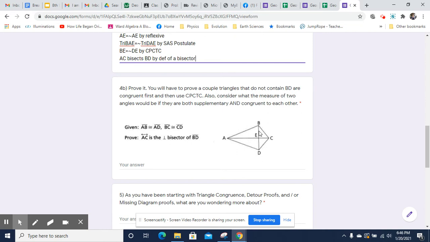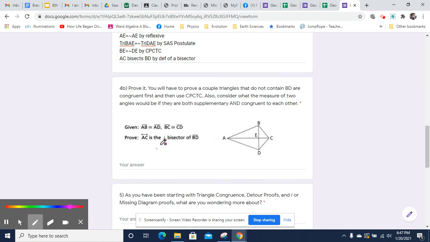Okay, so we had to prove two things. We had to prove that BE and DE are congruent, and then we're going to need to prove somehow that these angles are right angles. And if we can prove that these two angles that are clearly supplementary to each other are also congruent, then they had to be 90 degrees, because two angles that add up to 180 degrees and are the same are half of 180 degrees.